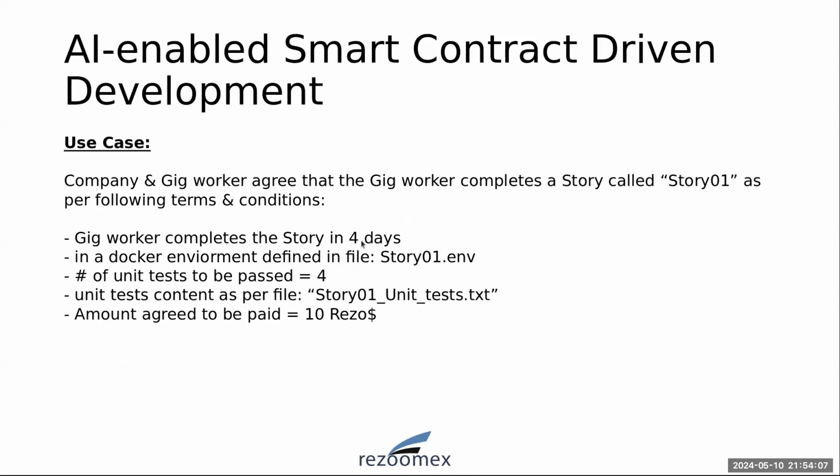In 4 days, it has to be completed. A certain environment is defined in this file. The number of unit tests is 4. Now again, what unit tests? We have to define the content of the unit test, which is in this file. And finally, assuming all this happens, the gig worker will get paid 10 Rezo dollars. Okay. So this is the use case we will be demonstrating today.